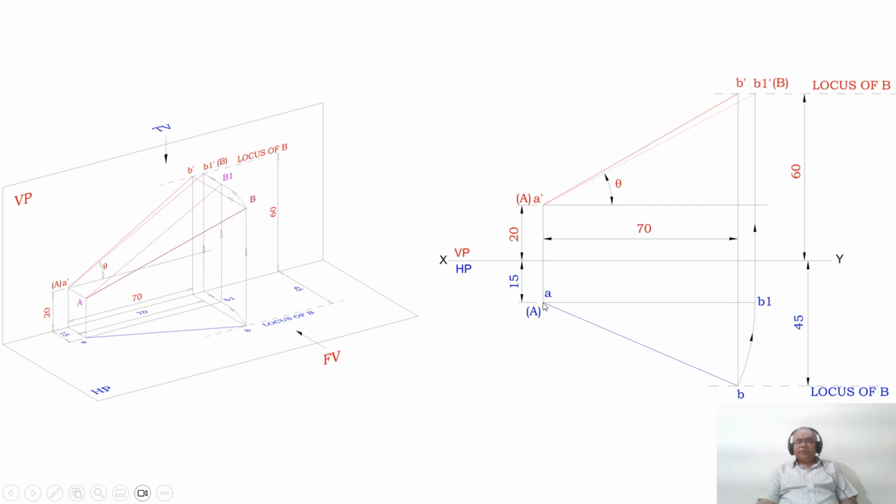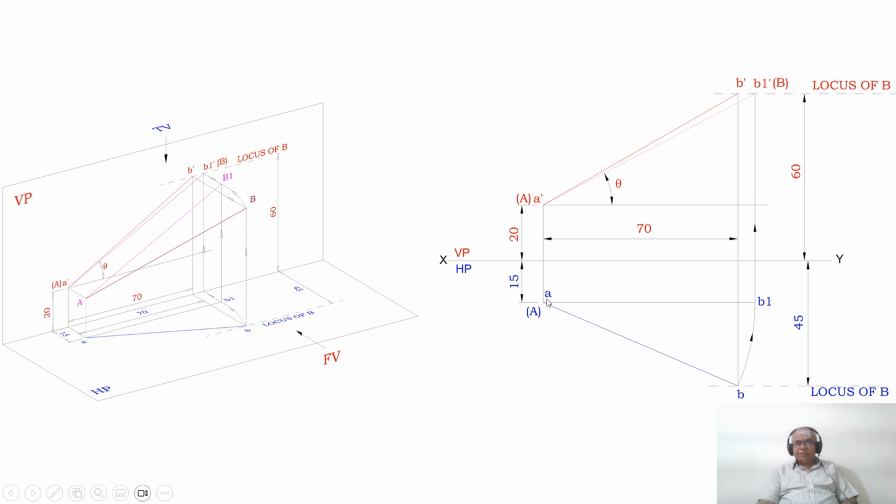With A as center, using the compass, taking the radius of AB, you know this is the top view because the front view line is inclined. With A as center, taking the radius of small ab, you rotate such that you make that ab1 parallel to XY. That is, A is in front of VP by 15 mm and B1 should also be in front of VP by 15 mm. Then only the line will be parallel to XY in the top view.